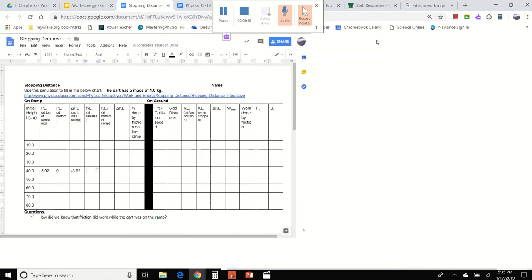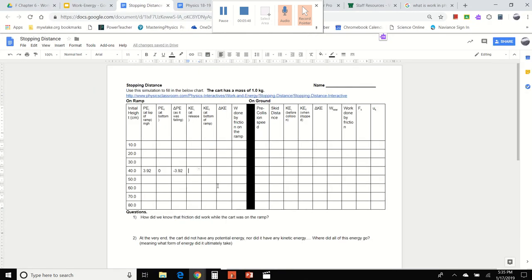I'm going to zoom this up real big so you guys can see a little bit better here. So at the release, what was my kinetic energy? It started from rest, so it was 0, right? And my kinetic energy final at the bottom of the ramp, that's informed by my kinetic energy equation, which is 1/2 mv squared. Okay, so 1/2 m is 0.5 times v squared.